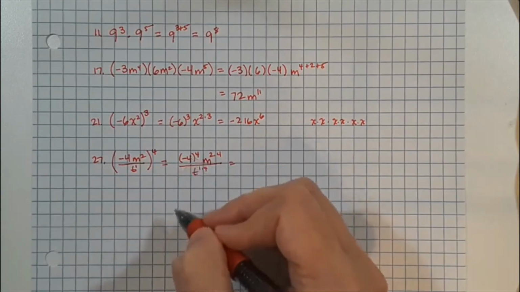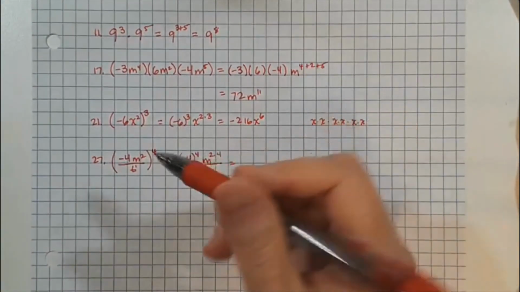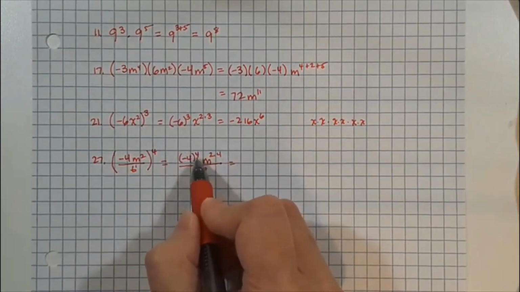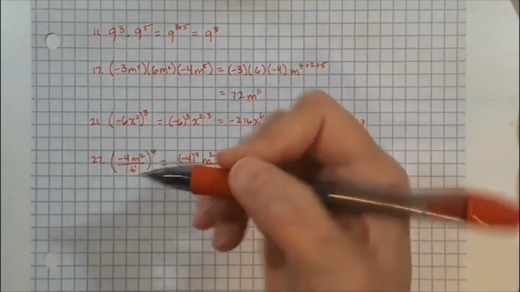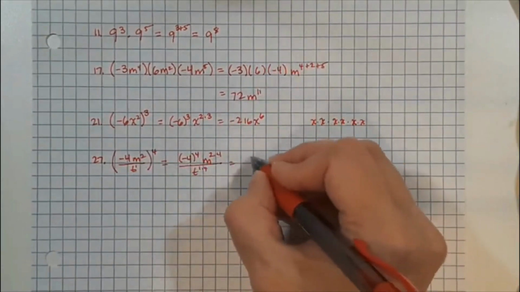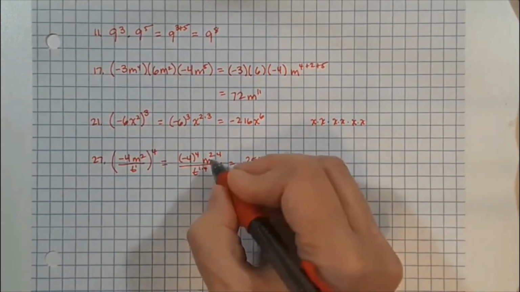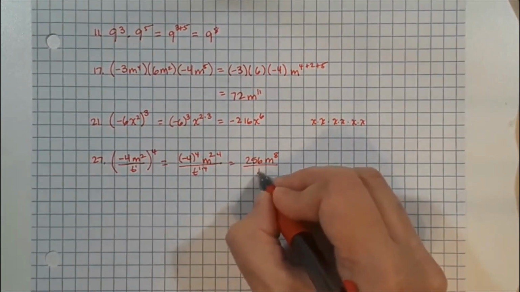So negative 4 to the 4th power, you can put that in your calculator, or you can think of this as 16 times 16. And because this exponent is even, it tells me my answer here is going to be positive. So this turns out to be 256 m, 2 times 4 is going to be 8, over 1 times 4 is going to be 4.